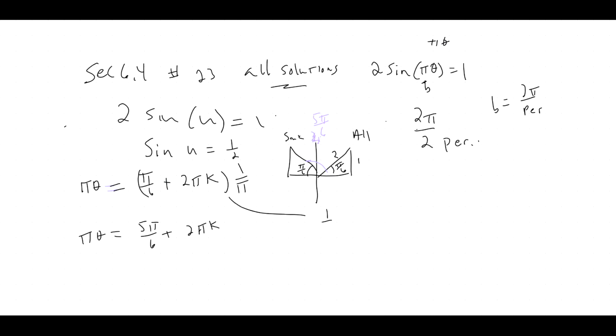Because the pi's cancel out, right? 1 over pi times 1 over pi. So the pi's cancel out in each case. So 1 over 6 plus 2k. So you see how we're getting that period of 2 in the answers. And the same deal here. We're going to divide by pi on both sides, so we multiply by 1 over pi. And that gives me 5 over 6 plus 2k. And that's how you find the 2 solutions.